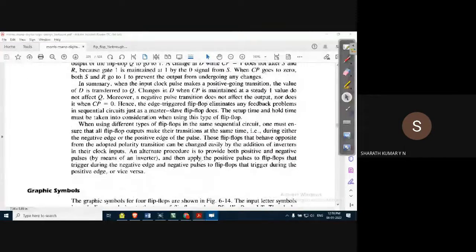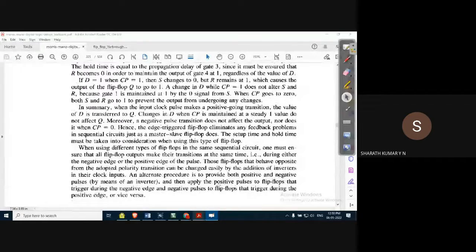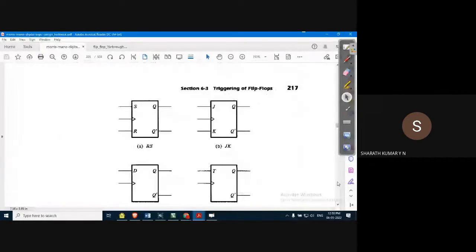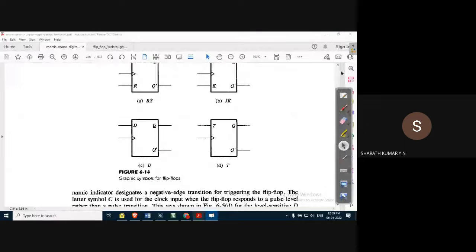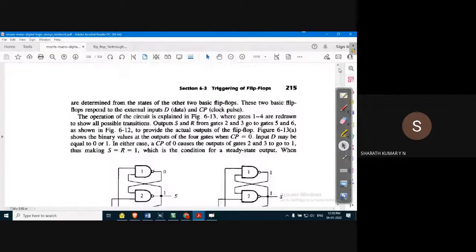Okay, we'll discuss all possible. I think the graphical symbol is also given. Let me check whether the graphical. Okay, graphical, we'll come back to this later. Okay, now quickly, yes, here it is.